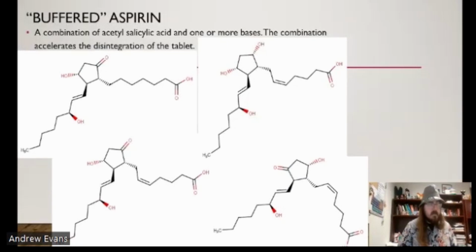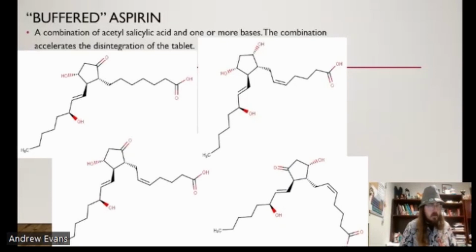The pill doesn't actually start to work until it's absorbed into the bloodstream, which requires the pill to first dissolve. And since this occurs better at a higher pH, people started introducing buffered aspirin, which is a combination of acetylsalicylic acid and one or more bases. The combination will accelerate disintegration. Now, a true buffer would be acetylsalicylate and the salt of that, where you have a weak acid and its conjugate base. But this is not that. It's actually just a separate base like magnesium carbonate, magnesium hydroxide, or aluminum hydroxide, whose only purpose is to raise the pH of the stomach acid and thus help it dissolve.